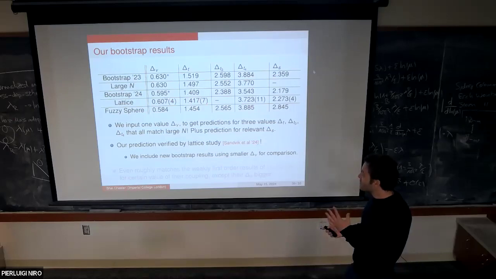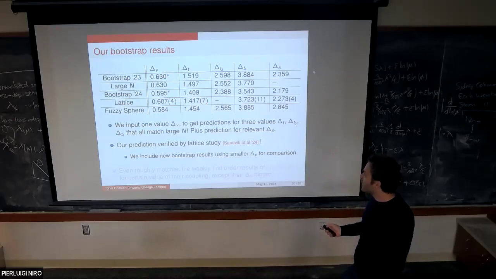But we can get an even better match, because remember that our values depended on this value of delta V that we inputted, because we were looking at a certain point on the boundary of the allowed region. And this was motivated by large N, but large N might be off by a little bit. So imagine that we instead inputted a smaller value of delta V.